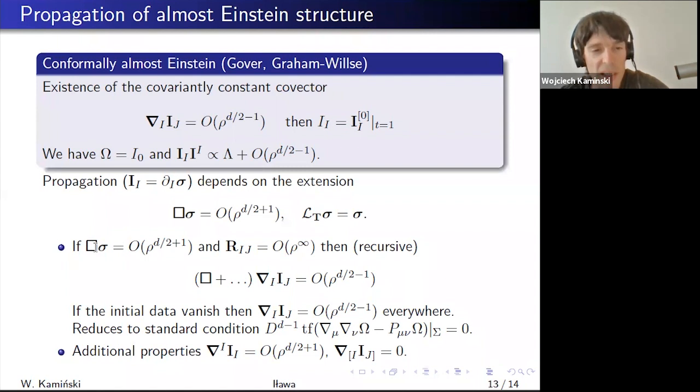We apply the covariant derivative twice. We can commute it, and we get such an equation for the derivative of our covector. So this is again a hyperbolic equation. So if on the initial conditions it is satisfied, it will be satisfied everywhere. If on the initial conditions this is zero, then of course it will be zero everywhere. It's a linear equation. And one can check that it reduces to the standard conditions for the existence of the conformal factor that gives us Einstein equations.